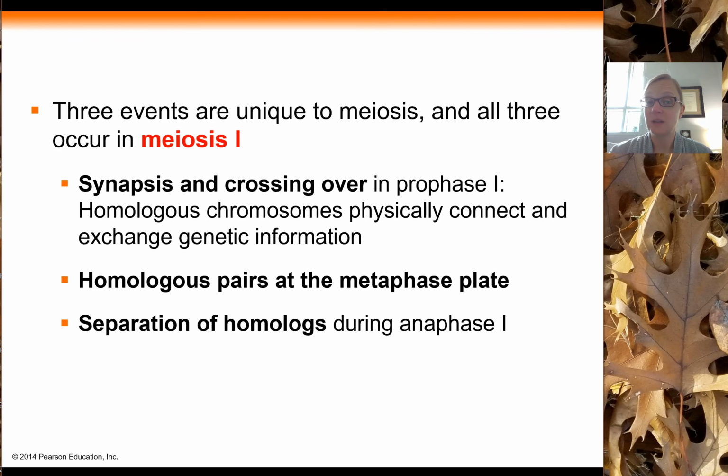In metaphase 1, this is where the homologous pairs of chromosomes line up together at the metaphase plate. This is different from mitosis and meiosis 2 because they're pairing up at the plate, not lining up individually as chromosomes. And then lastly, in anaphase 1, because the pairs of homologs lined up together, that's what's going to be separated during anaphase. So in meiosis 1, anaphase 1, we separate the homologous chromosomes, unlike in mitosis and meiosis 2, where we separate the sister chromatids.